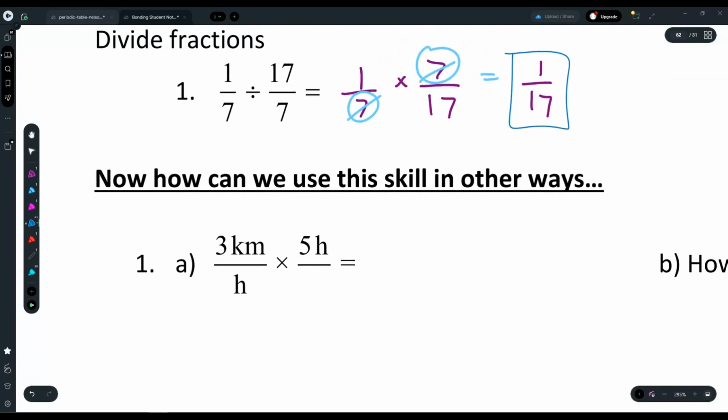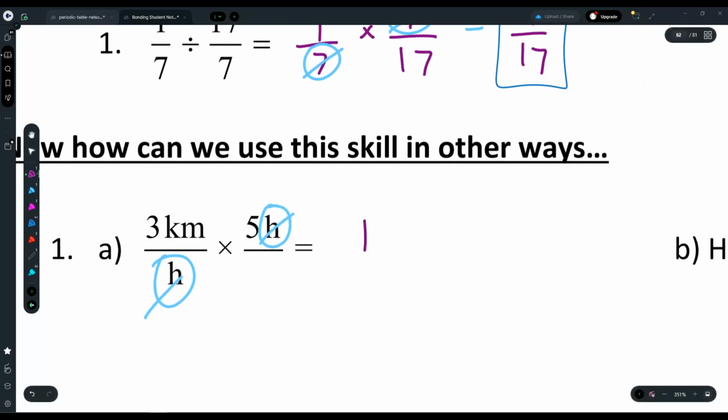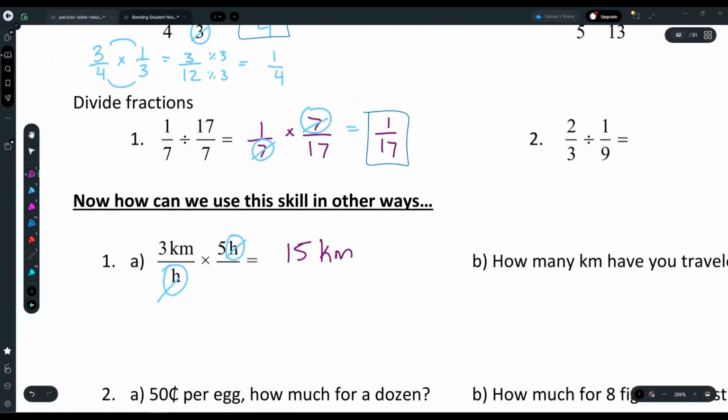So, moving on to another example where we're multiplying fractions, but now units are involved. Notice how we have hours in the numerator and denominator. Those cancel out. And so our answer will be 15 kilometers there. Right now I'm not worried about sigdigs. The whole point of this is to take a break from sigdigs so I can illustrate how unit analysis works.